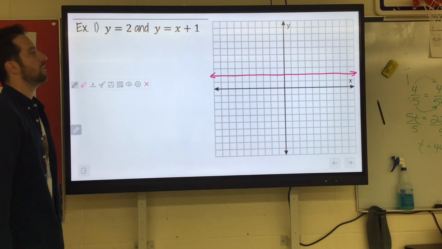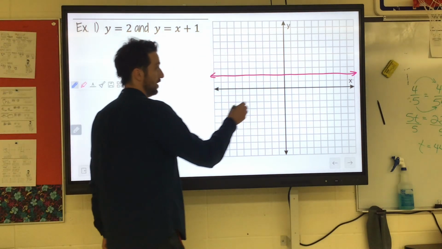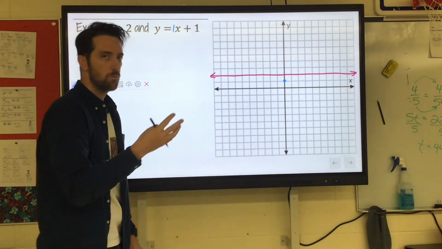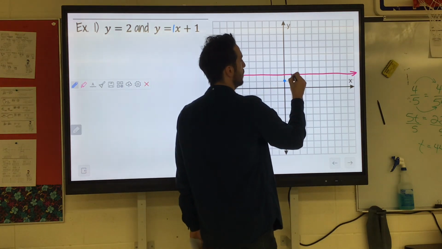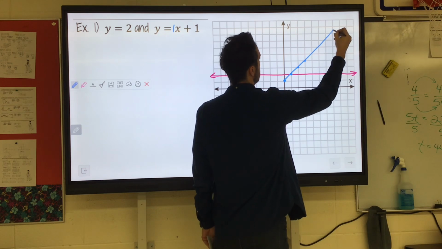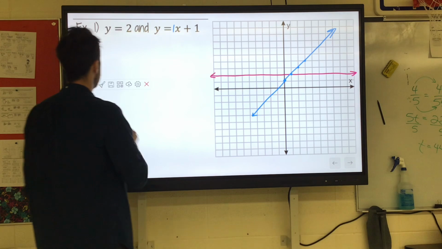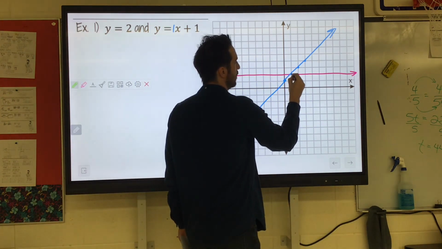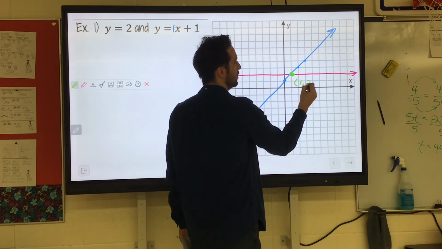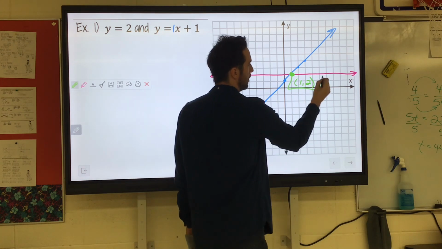Now we're going to graph y equals x plus 1. We start with the y-intercept, which is 1, and then we use our slope to find the next point. The slope is 1, or 1 over 1. So we'd go up 1, right 1, up 1, right 1, up 1, right 1, and you can keep going. The big important thing is we're looking for the point of intersection. So they cross each other right here. That coordinate is (1, 2). That's your solution. You're looking for where they intersect each other.